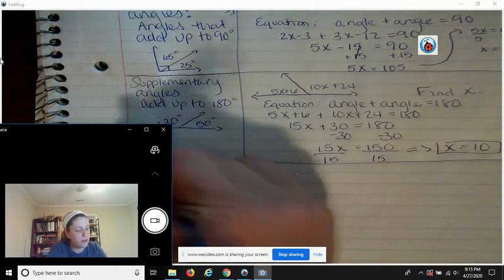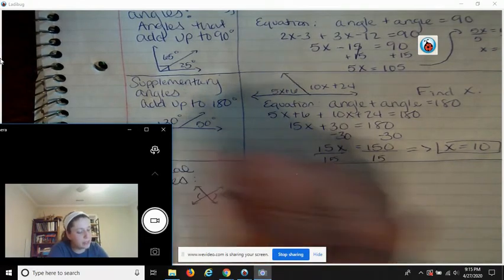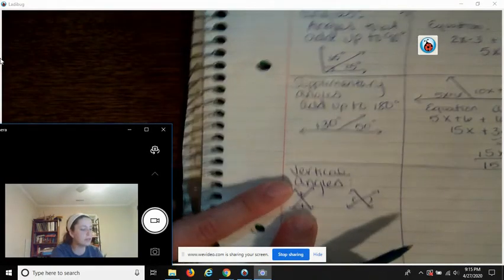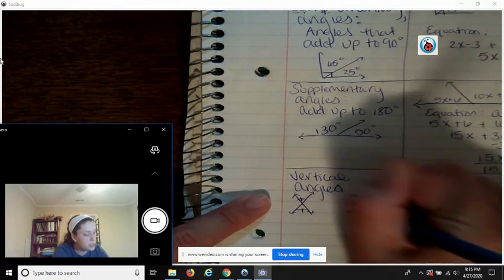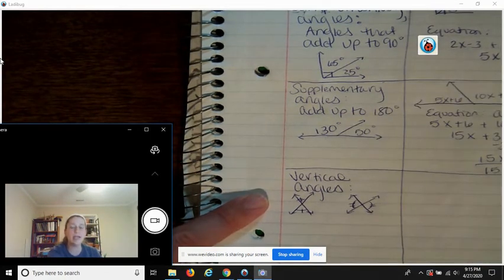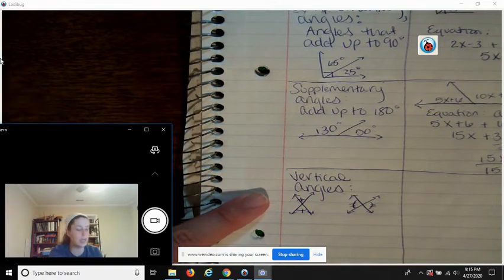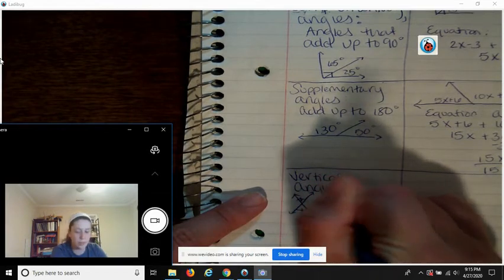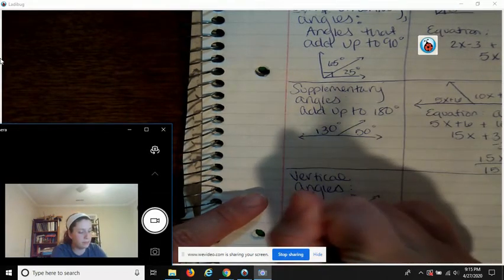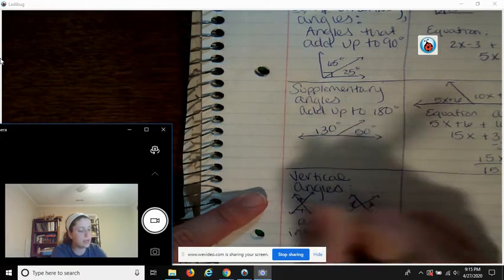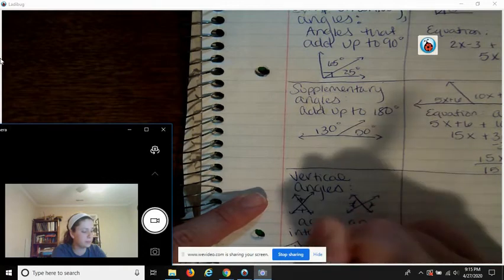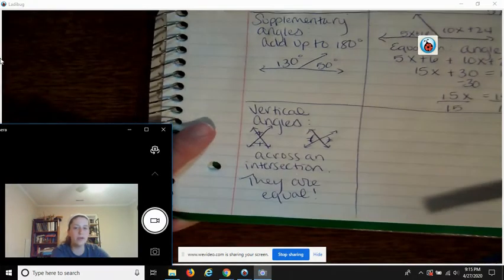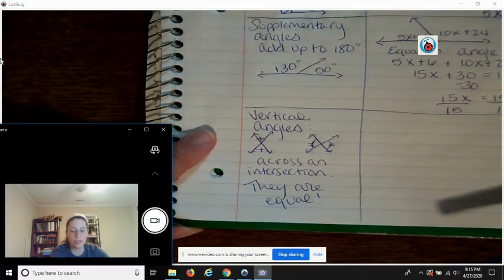Okay, so vertical angles are angles that are directly across from one another. For example, these two angles right here are directly across from one another. Also, these two angles are across from one another. So basically, if you have an X, the two right across from one another are going to be vertical angles. So they are across an intersection. Okay, and they're always equal. Vertical angles are always across an intersection and they are always equal.